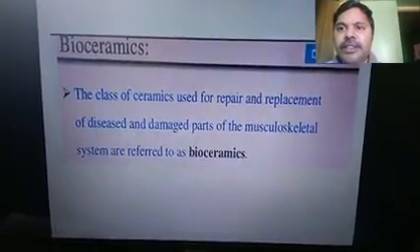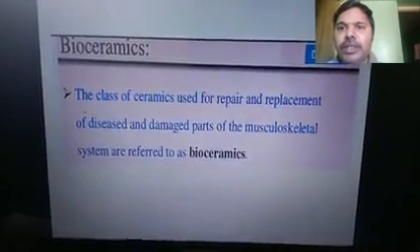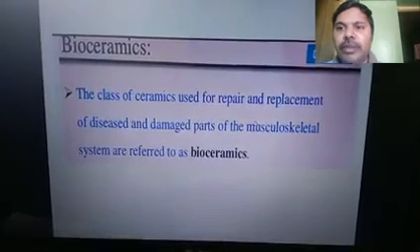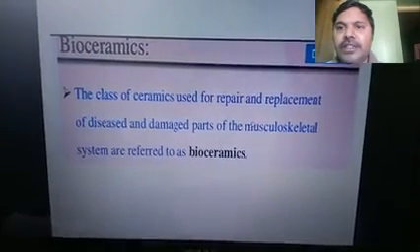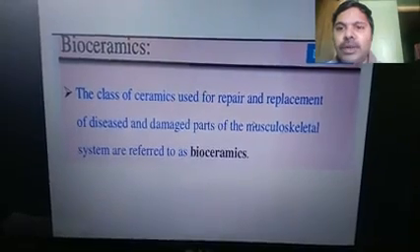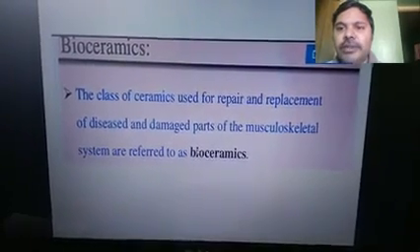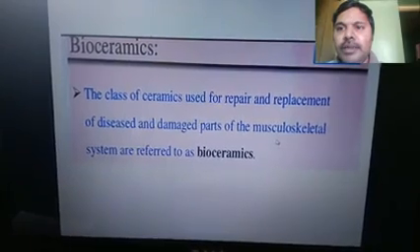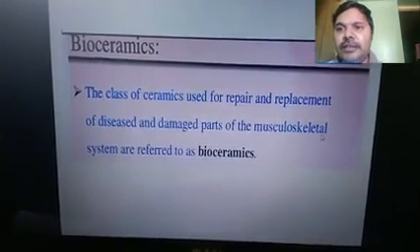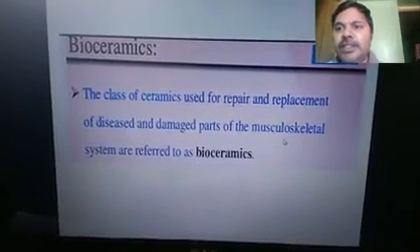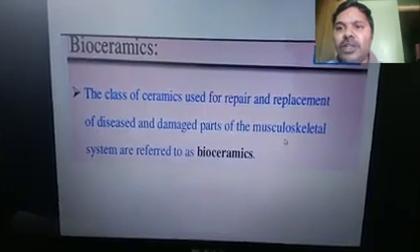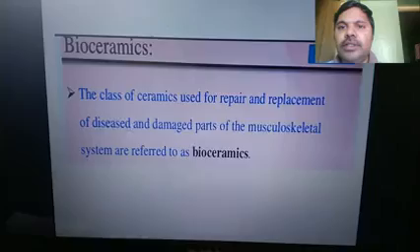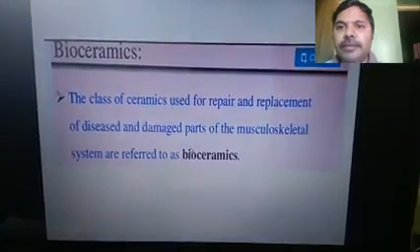So this next slide gives the explanation about the definition of bioceramics. The class of ceramics used for repair and replacement of diseased and damaged parts of the musculoskeletal system are referred to as bioceramics. So what is musculoskeletal? Musculoskeletal is nothing but deals with muscles and skeleton, that is, for example, bones and joints. So that is called musculoskeletal. So this is the definition of bioceramics.